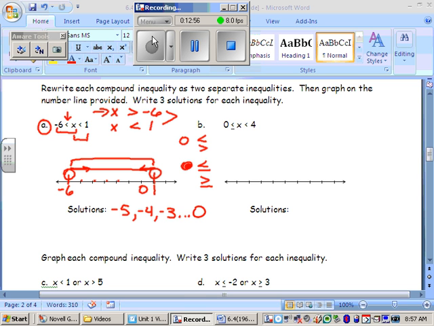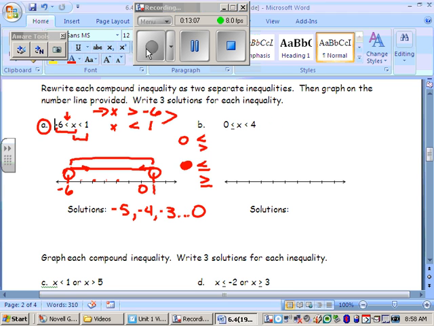Now let's do another example. We'll do example B. So first, let's separate our compound inequality into 2 individual inequalities. Again, we know that x will be on the left of both inequalities. We know that 0 will be on the right of one, and 4 will be on the right in the other. So first, let's start with the x and the 0, and notice the inequality symbol is pointing to the 0.